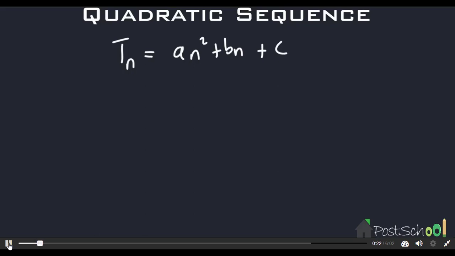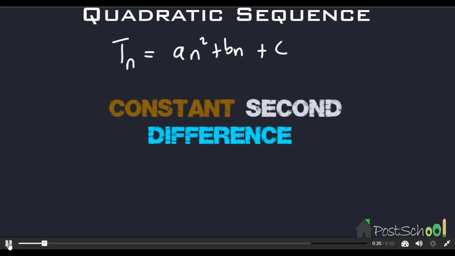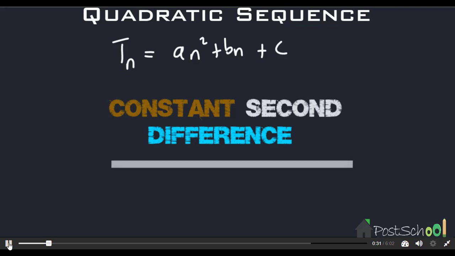But then there is something you need to understand about the quadratic sequence. It has a constant second difference. What do we mean by constant second difference?